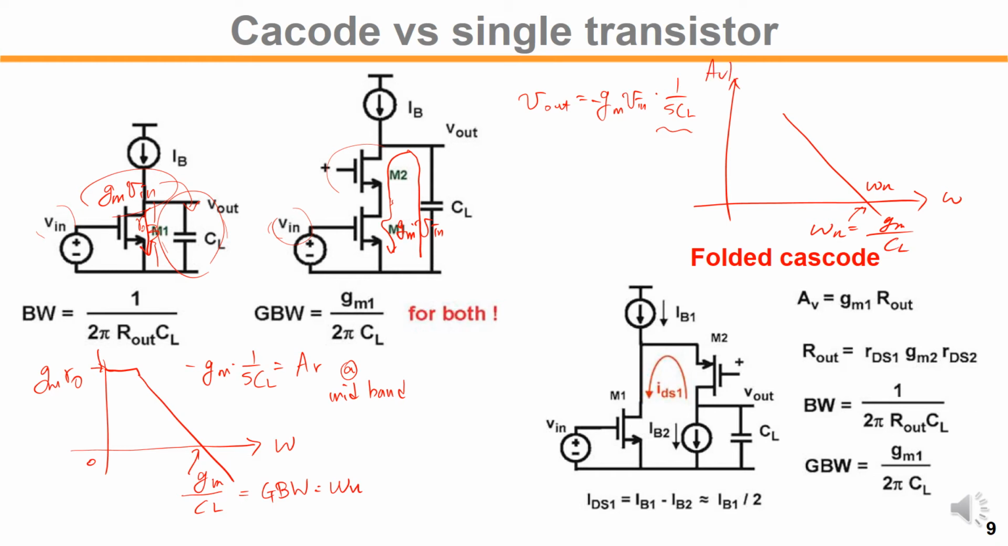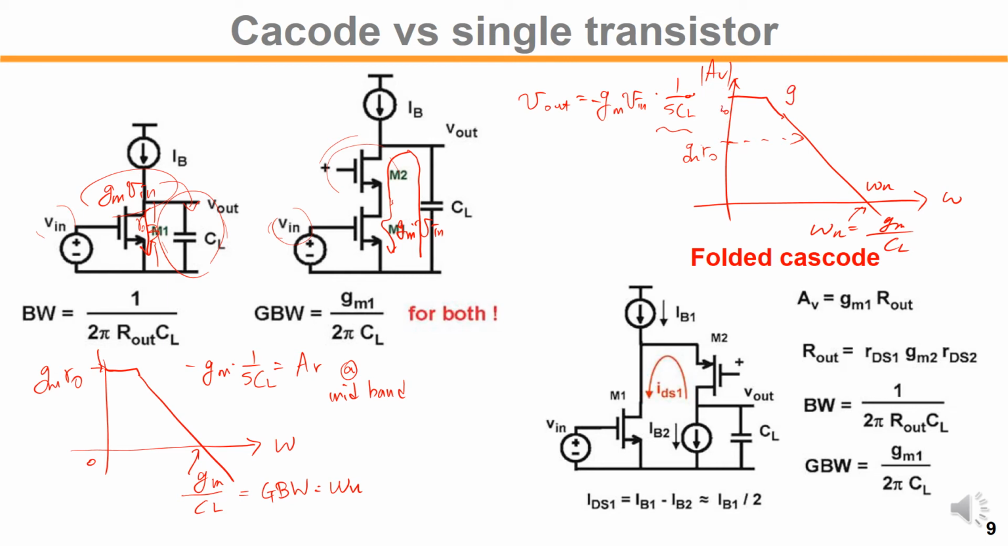So AV. What about the DC gain? In the previous case, in the single transistor case, the DC gain was GM RO, but by cascoding you got a higher gain, GM RO times the square. You got a lot larger DC gain.